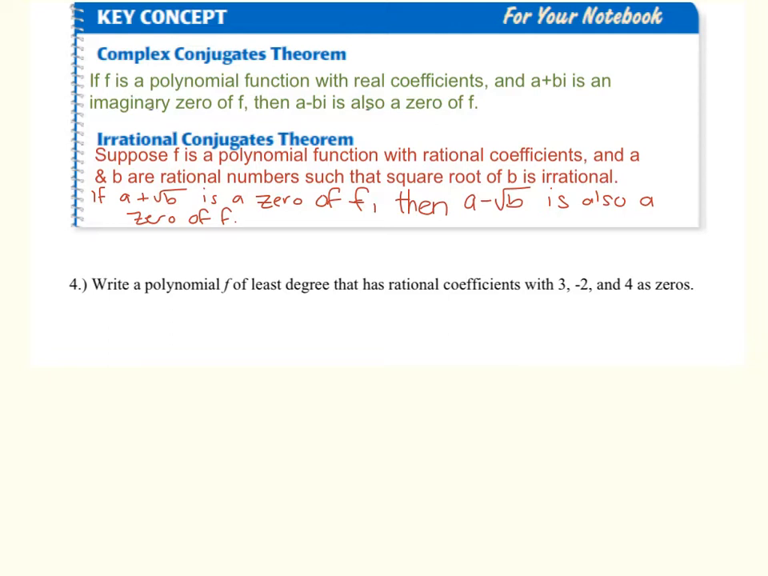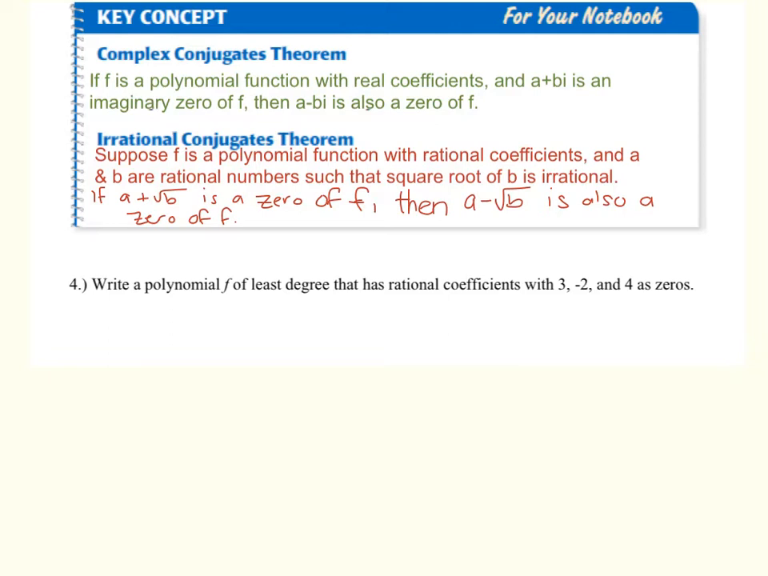The irrational conjugates theorem is doing the same thing, only with square roots, with irrational values. So if you have a plus the square root of b, you'd have to have a minus the square root of b, because anytime you square root, you need plus or minus. So this is coming up now because we've been working on finding the zeros when given a polynomial. Now we need to work the other direction. So if we start with the zeros, can we work backward and find the polynomial?